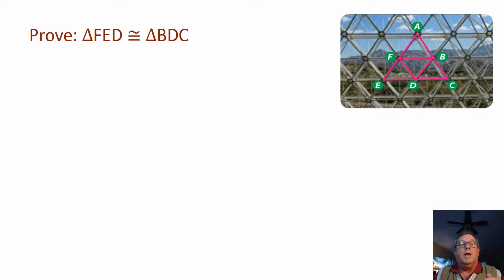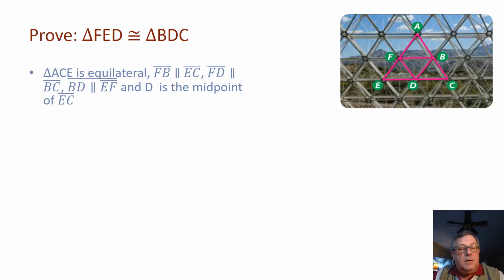Well, let's get about doing our proof, what we love so well. We're trying to prove again that triangle FED, the triangle in the bottom left-hand corner of this diagram, is congruent to triangle BDC, the triangle in the bottom right-hand side area of this larger triangle. Let's begin by restating our givens. Triangle ACE is equilateral. FB is parallel to segment EC. Segment FD is parallel to segment BC. Segment BD is parallel to segment EF. And D is the midpoint of EC, which means ED and DC must be congruent. All of that is our given.